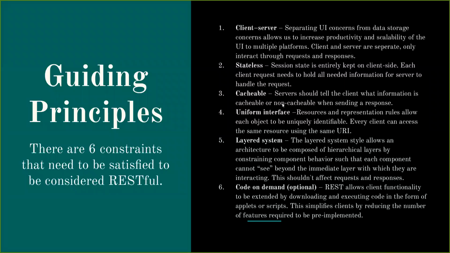But for the third constraint, there is cache that can be held, but this is the opposite way. Servers need to tell the client, or you, if you're requesting data from an API or a server, when they send data back to you as a response, they should tell you what information can or cannot be cached.